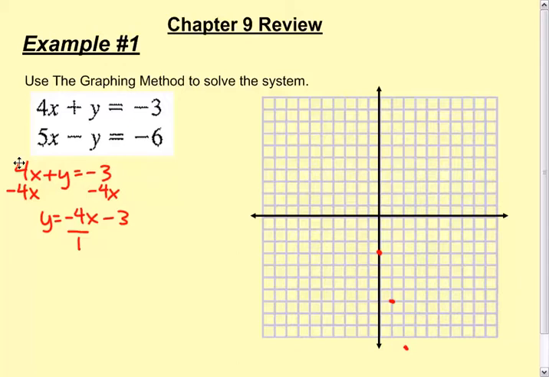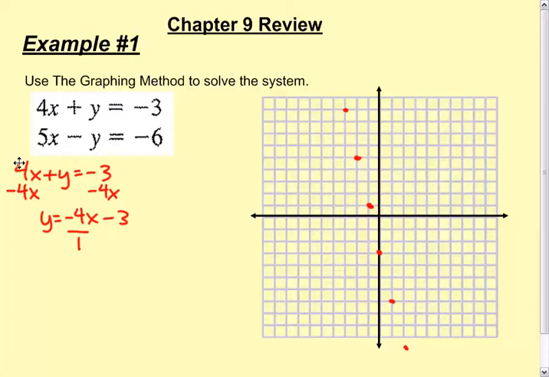Can I do something else here? What do you think, Duncan? Go up 4 and back 1. That's still a negative slope. Up 4, back 1. Up 4, back 1. Okay, I like it.